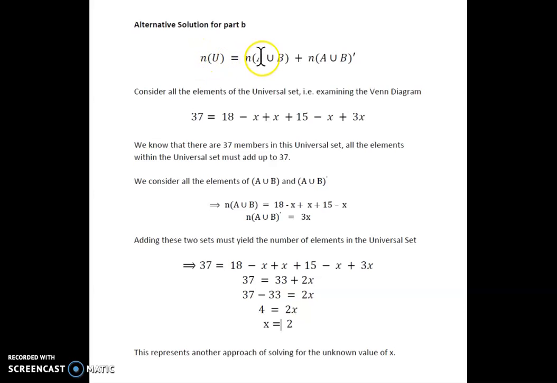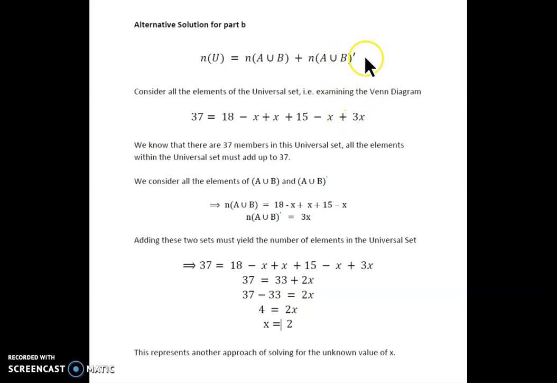The number of elements of U is equal to the number of elements of A union B plus the number of elements of A union B complement. The A union B complement represents 3X. The number of elements of U is readily 37. The number of elements of A union B is everything that lies in between A and B, and that will be 18 minus X plus 15 minus X. That will be A union B.